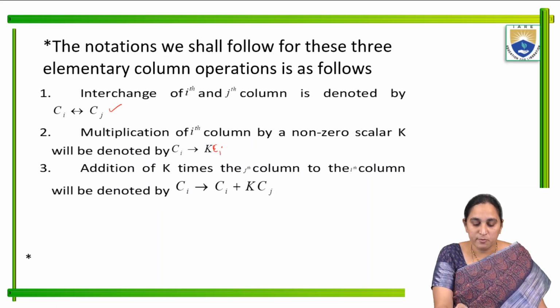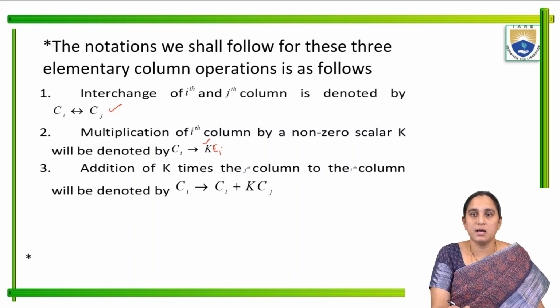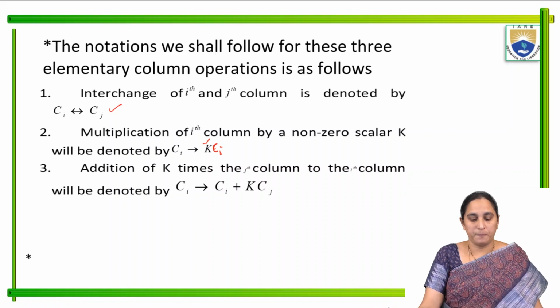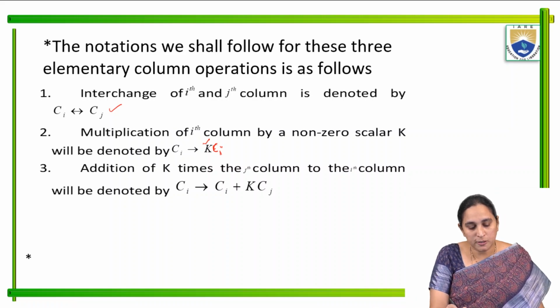That means one column is multiplied with one non-zero scalar. We have to write that as k into Ci. Okay. Next, what about the third point?